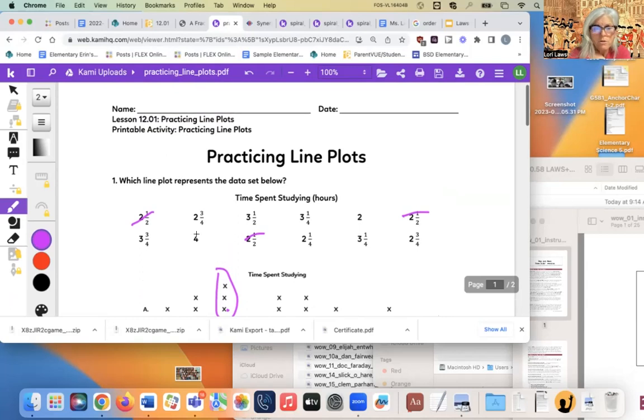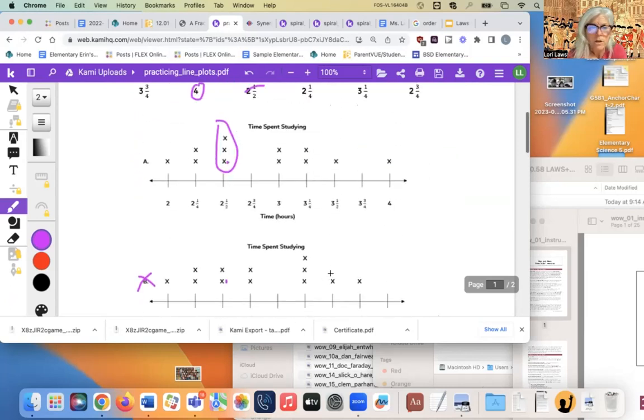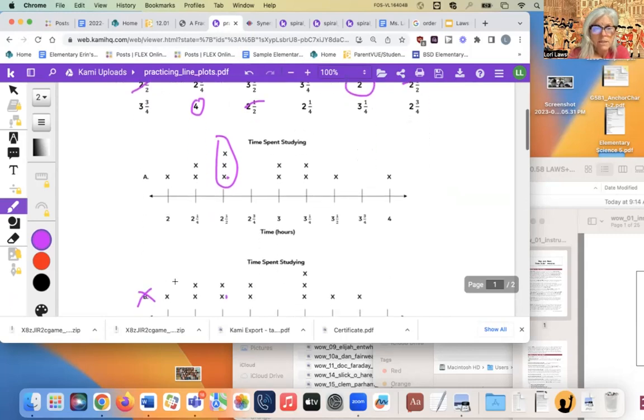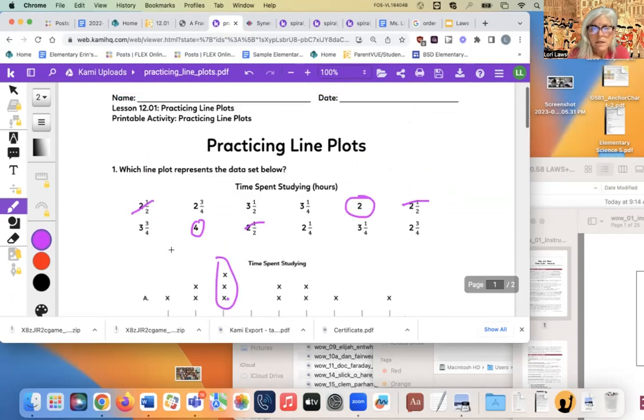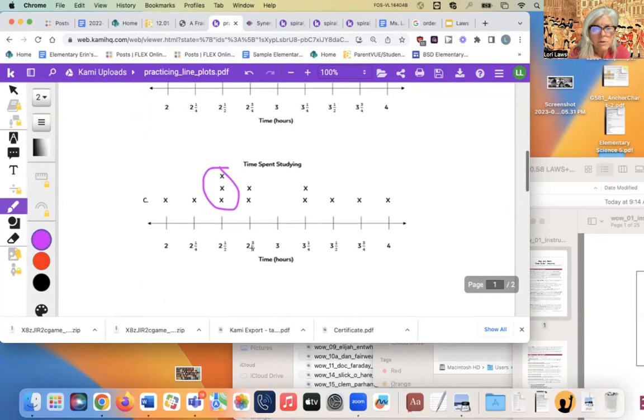So let's go to the next number. How about 4? There's only 1 4. Let's see if everybody has 1 4. Okay, that didn't help. A 2. Does everybody have just 1 2? That didn't help. Let's try 2 3/4. There's 1 of them. 2 of them. Oh, look, there's no 2 3/4. This one's out. Let's look down here. 2 3/4. 2 of them. Ding, ding, ding. We have a winner.